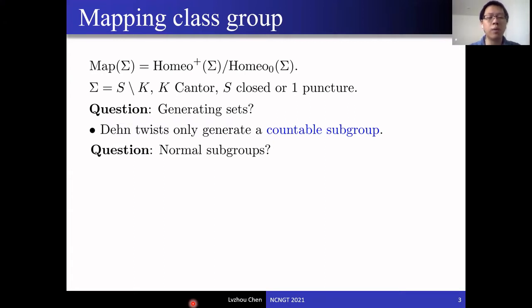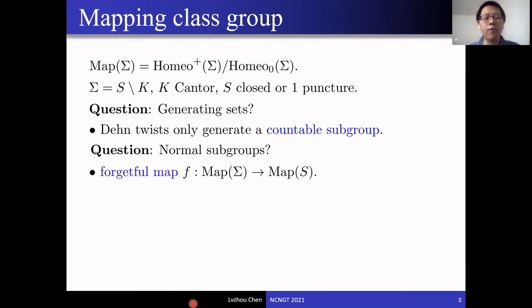The other question that we try to answer is: what are some normal subgroups of big mapping class groups? This will help us to understand homomorphisms from big mapping class groups to other groups. Here, let me show you two specific normal subgroups that will play an important role in the main results.